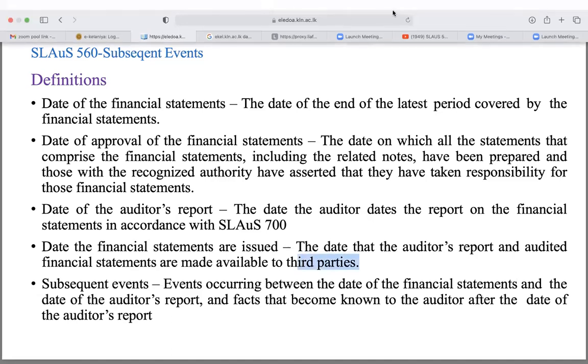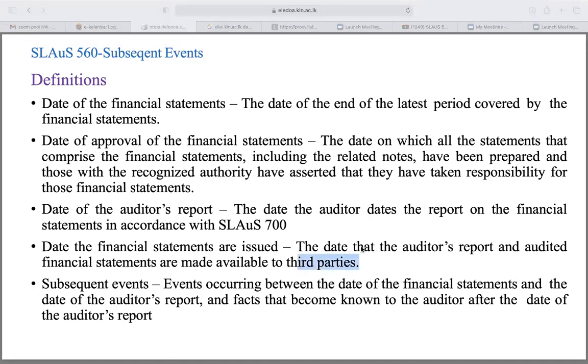So who are the third parties? Third parties means shareholders, right? Shareholders. So the date that the financial statements are available to the shareholders, we call it the date the financial statements are issued, right?